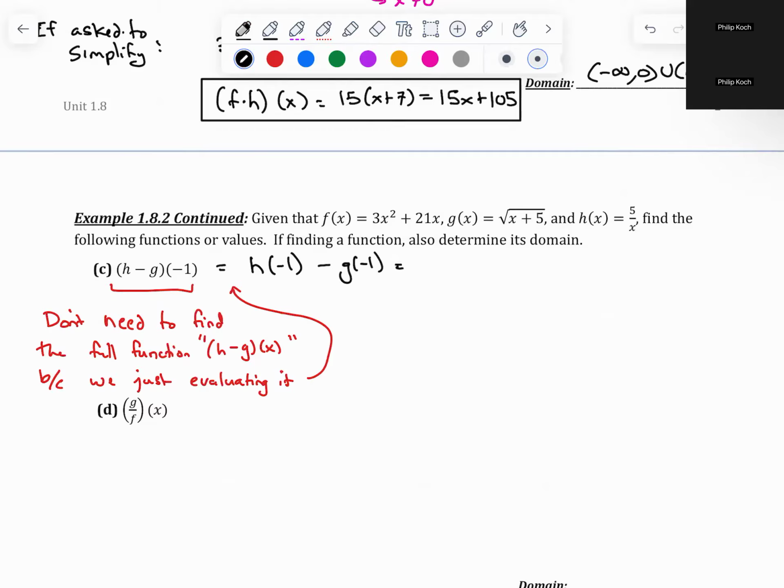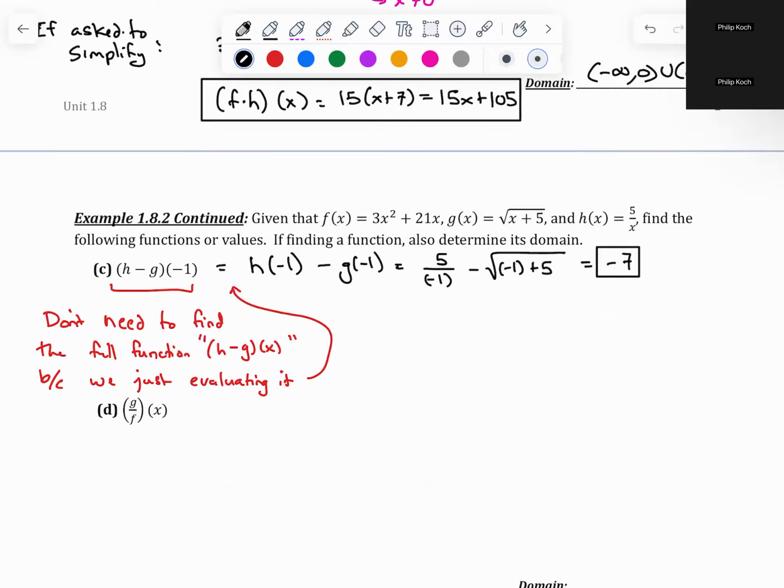H of -1 is 5 over -1 minus g of -1. G of -1 would be the square root of -1 plus 5, and that would equal -7, because you'd have -5 from the first term, and then the square root of 4, which is 2, so it's -2. That's why it's -7. So that's why I don't need to find it. I can just appeal straight to the definition.